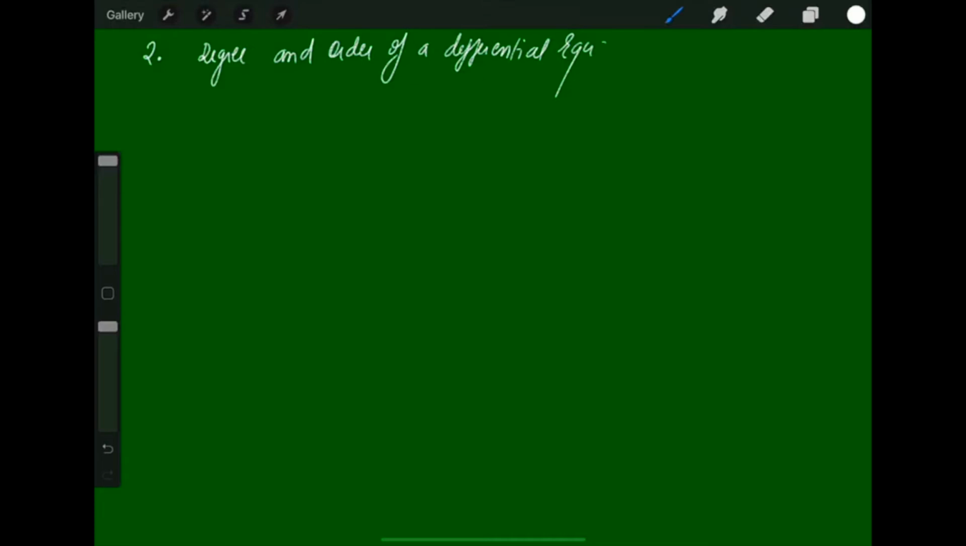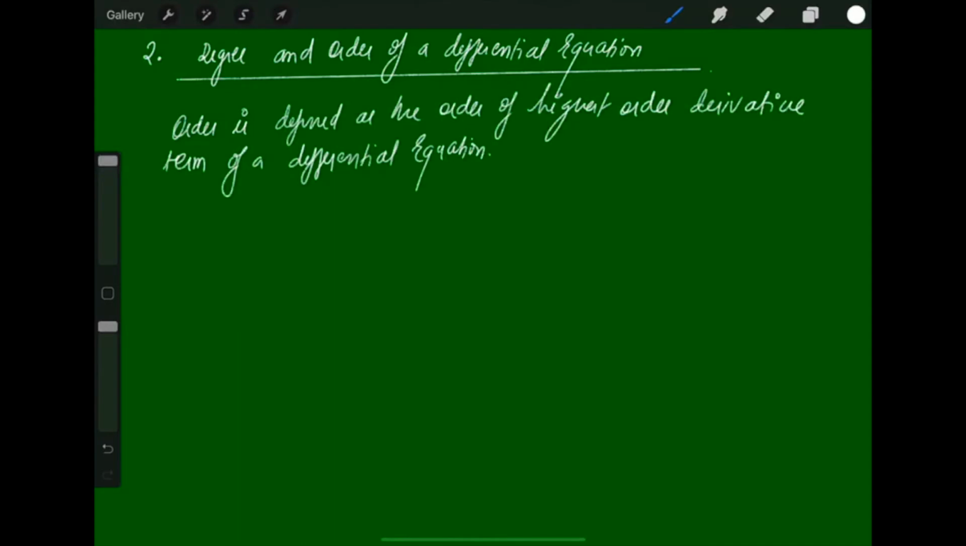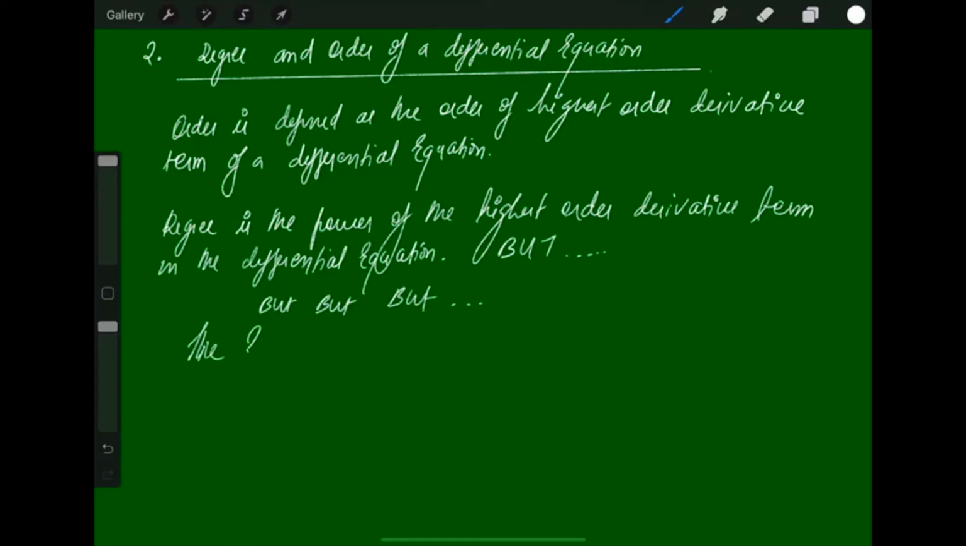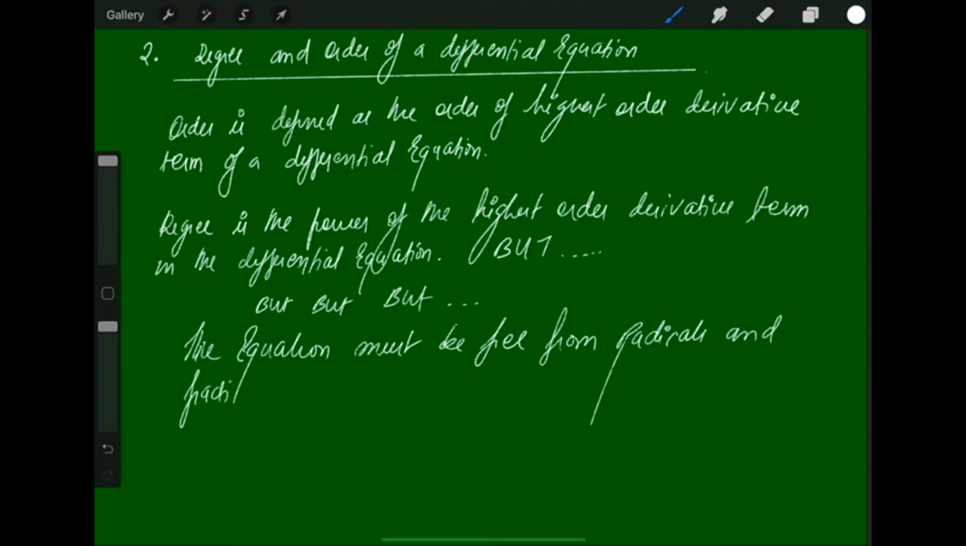While reading about differential equations in your course book, you must have come across the words degree and order of a differential equation. What is meant by degree and order of a differential equation? First, we will define what is meant by order. Order is defined as the order of the highest order derivative term of a differential equation. Degree is the power of the highest order derivative in the differential equation. But the equation must be free from radicals and fractions as far as the derivatives are concerned.